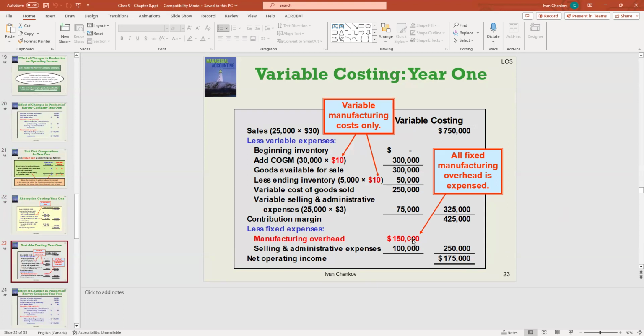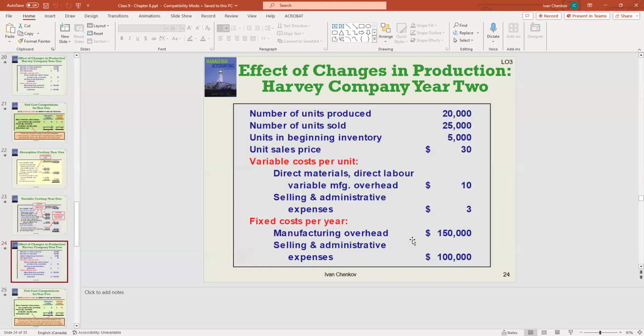That's the first year. Now let's see what's going to happen in the second year. In the second year, we're going to try to wash out the inventory, bring the inventory down to zero. How can we do that? Well, since we're selling the same amount, 25,000, and we have 5,000 in our inventory, we're going to produce less. We're going to produce only 20,000 units. And that's going to help us to get rid of the inventory.